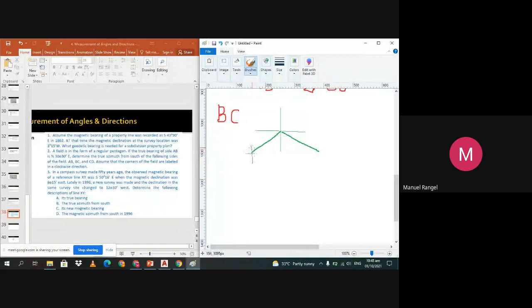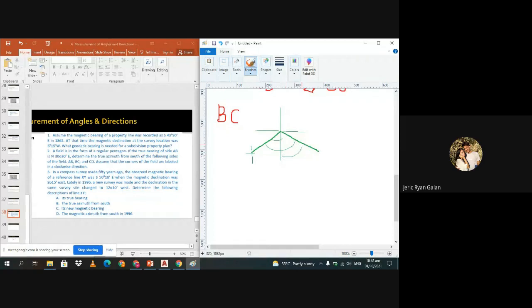So we know that this is the forward bearing. So the backward bearing is same lang. So this angle is 30 degrees, 30 minutes, and this angle is 108 degrees. So the true bearing is 108 minus 30 degrees, 30 minutes. So the bearing is equal to true bearing.